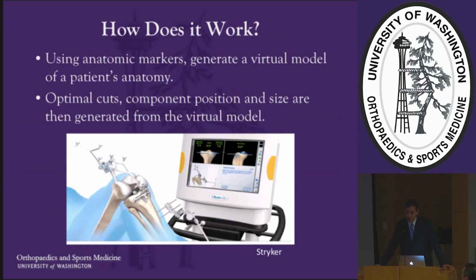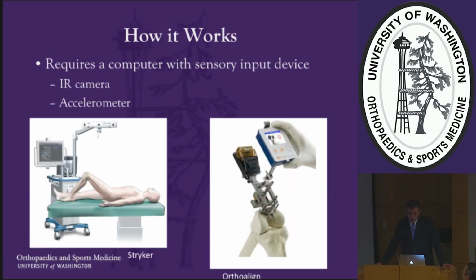In essence, using patient anatomic markers, we can create a virtual model of the patient's anatomy, which allows us to perform an intraoperative template, determining where the cut should be made as well as the component specifics. And then using that template can ensure that we have made the actual appropriate cuts. In order to do this, it requires a couple of things. Computer-assisted navigation, of course, requires a computer as well as a sensory input device, which in most cases is an infrared sensor or an accelerometer, which is the same type of accelerometer you have in your smartphones, which allows it to know where it is in space.